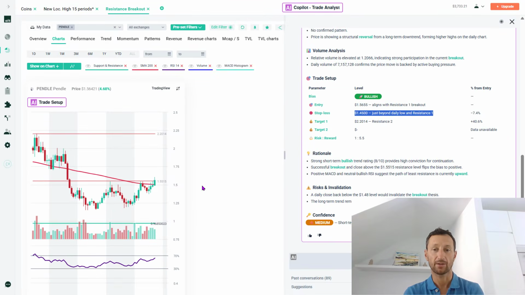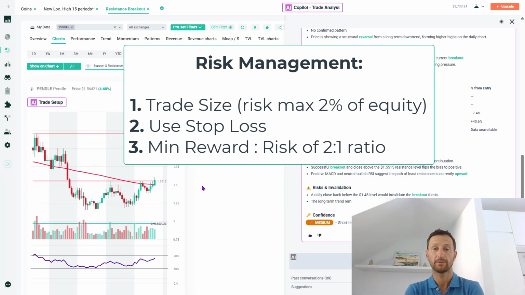And that's another risk management technique. You've got to have your stop loss, you've got to have your trade size. Your trade size should be small. You should never risk more than 2% of your equity. And then it's the risk to reward ratio, right?